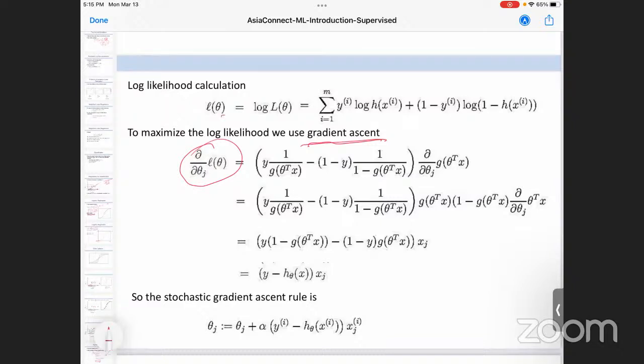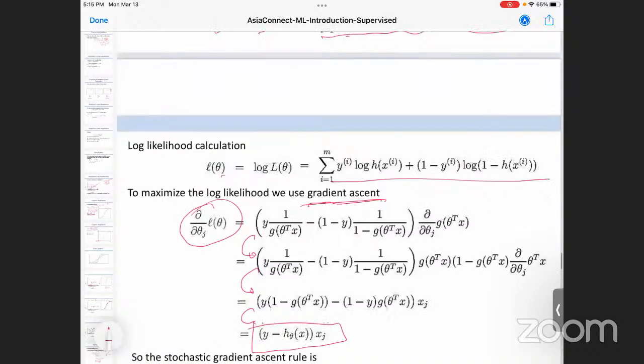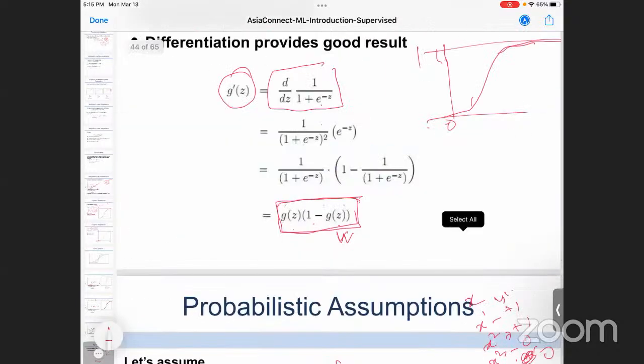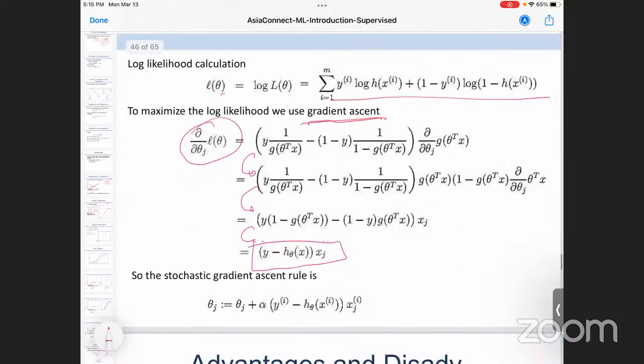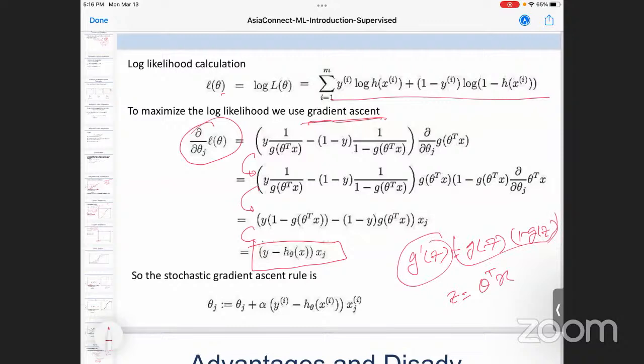So if you take the derivatives, you can take the derivative of these and go to this, and then this, and then this is a very simple thing. Because we have another equation we have seen, z prime z equal to g(z)(1 minus g(z)). Here z equal to theta transpose x. If you replace this, the term will be very simplified.